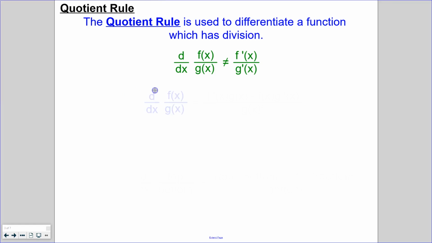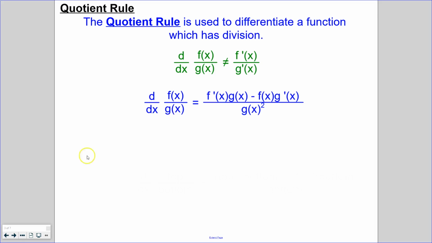The actual formula for the quotient rule, if we wanted to take the derivative of f of x divided by g of x, would be the derivative of f of x times g of x minus f of x times the derivative of g of x, all over g of x squared. And yes, I know, huge pain to memorize, but it's just one of those things you gotta do, and the more you use it, the more you will subconsciously commit it to memory.